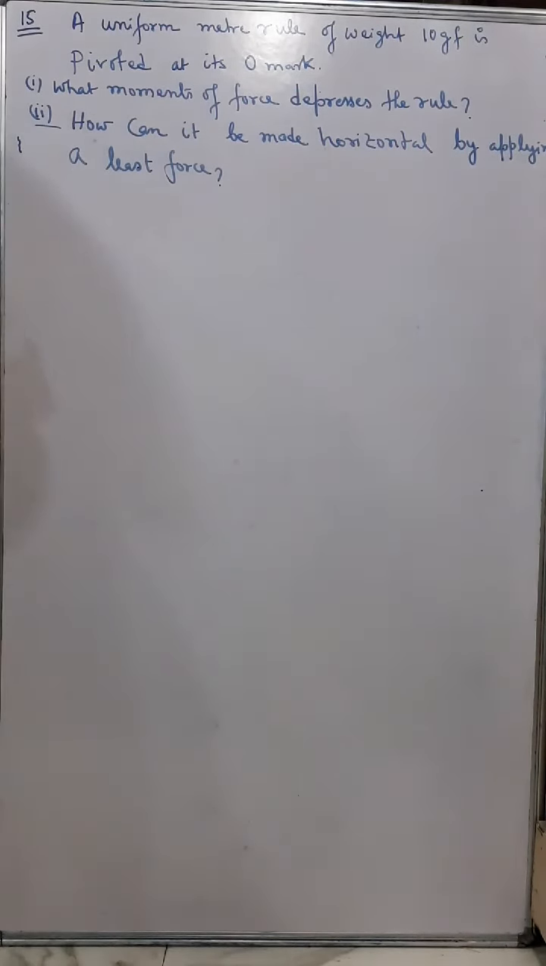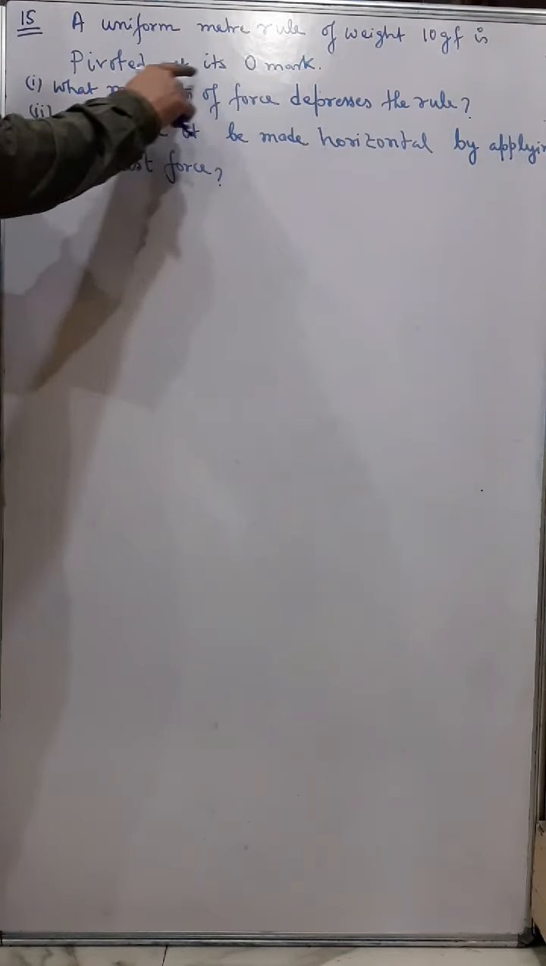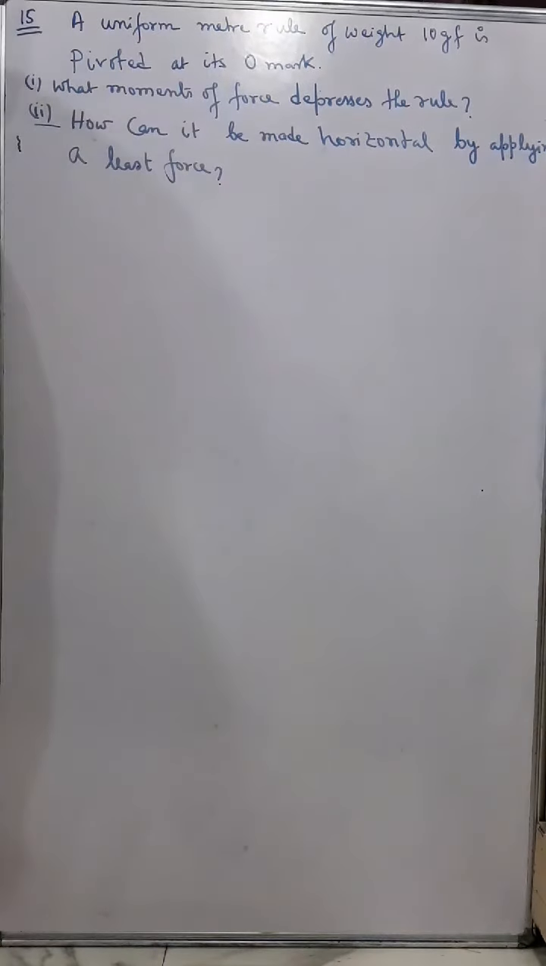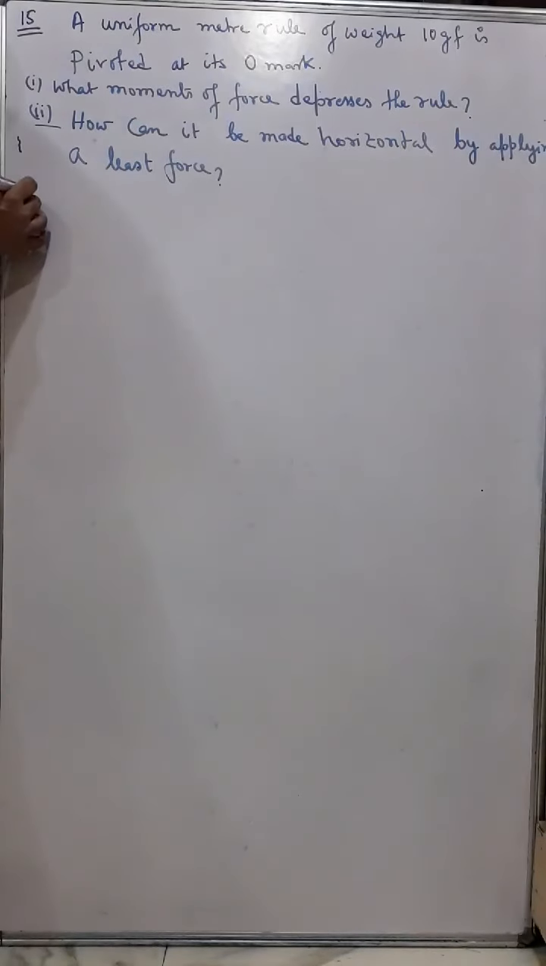Okay. Now this sum numericals is from Concise Physics. It's number 15. Now what they told here: a uniform meter rule of weight 10 gf is pivoted at its 0 mark. Then what moment of force depresses the rule? Now first you see the diagram here.